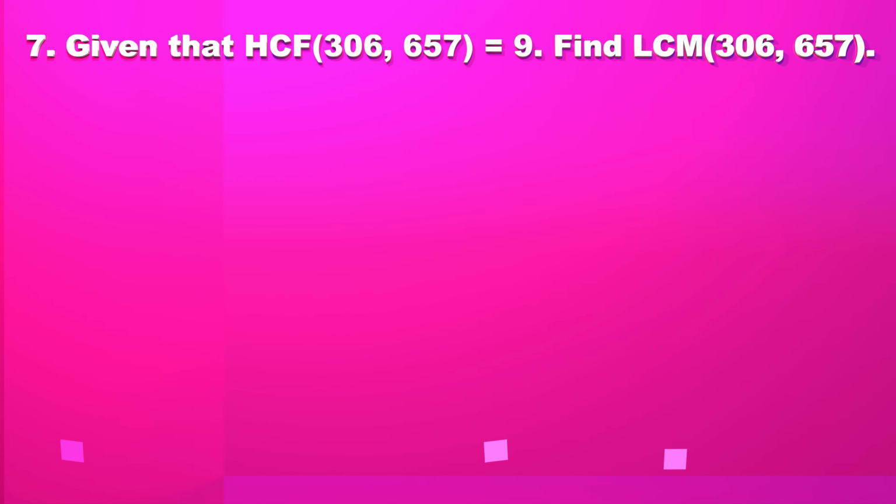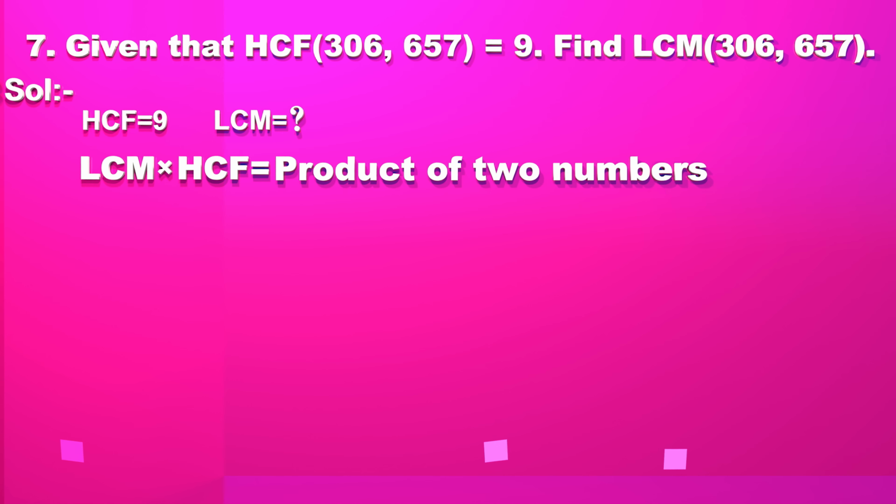Let's see next one. First of all, we will understand this question and then solve it. We are given the HCF 9 of the numbers 306 and 657, and we have to find out their LCM. So we have already understood that the product of HCF and LCM is always equal to the product of given 2 numbers. And if you don't know about it, just see Euclid's division algorithm concept, everything will be clear.